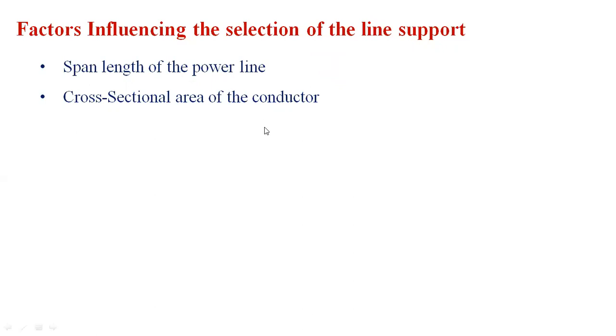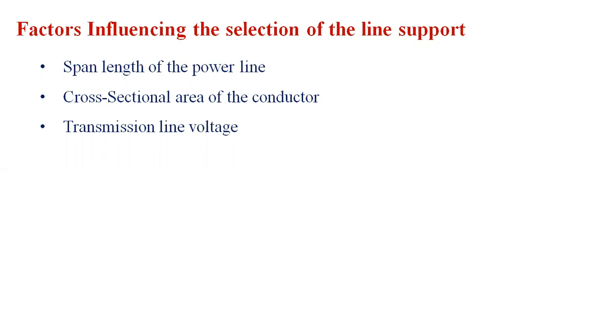Next one, transmission line voltage. Up to 33 kV, we prefer poles. Beyond 33 kV, we prefer towers. Again in the tower, based upon the operating voltage, the structure will be different. For 132 kV, the structure is different. For 220 kV, 400 kV, and then 765 kV, the structure is different. That is the transmission line voltage.